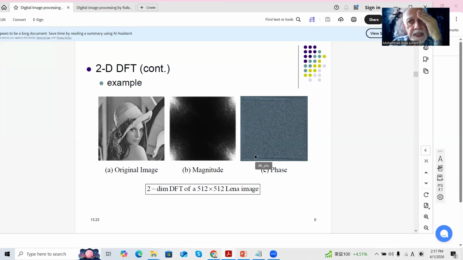which later I will show you, that the image has more important information actually. Later I will show this. This is a 512 by 512 linear image.